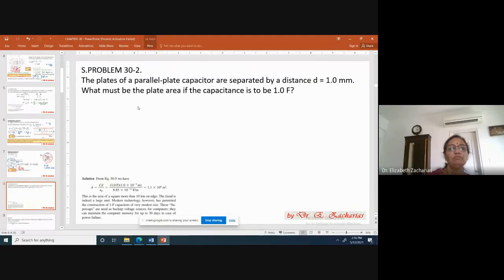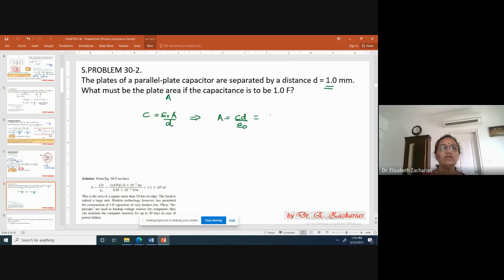Okay, now try this problem. The plates of a parallel plate capacitor are separated by a distance 1 mm. What should the plate area be if the capacitance value has to be 1 farad? I told you 1 farad normally you don't find. So what is the formula, guys? C is equal to epsilon naught A by D. So I want A. So A is going to be CD by epsilon naught.